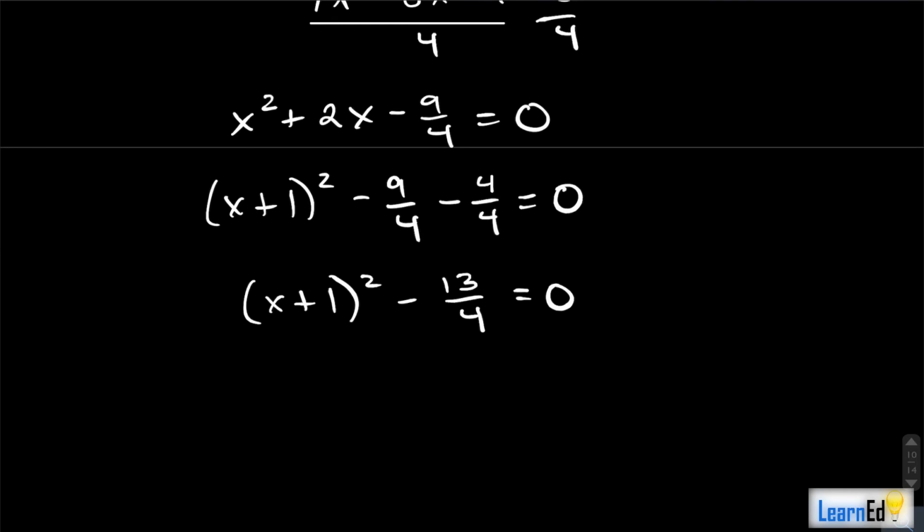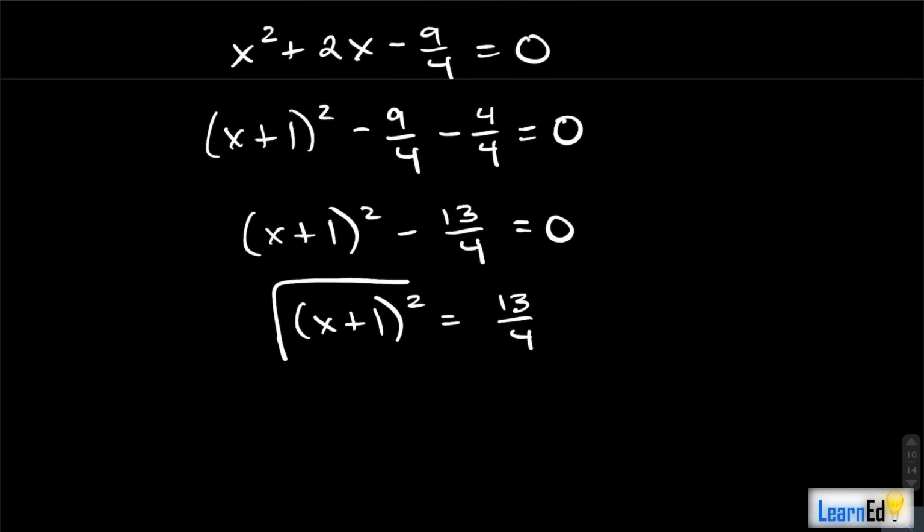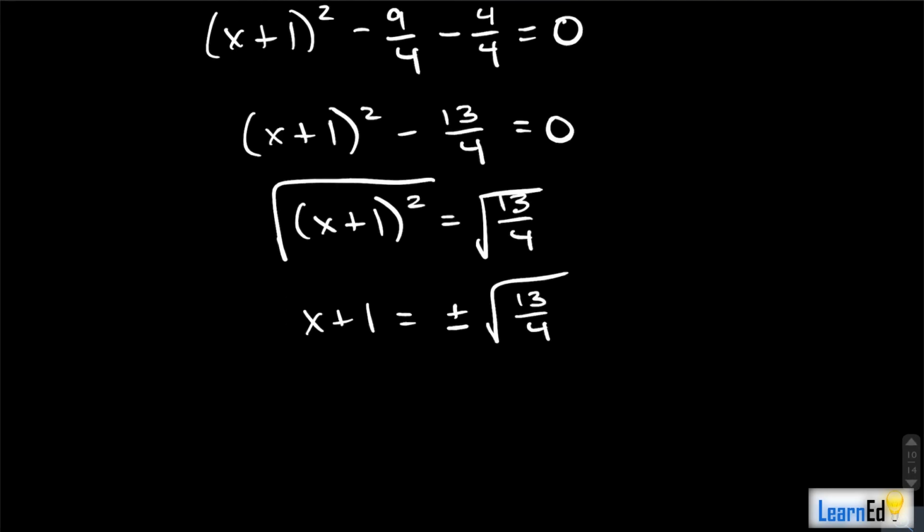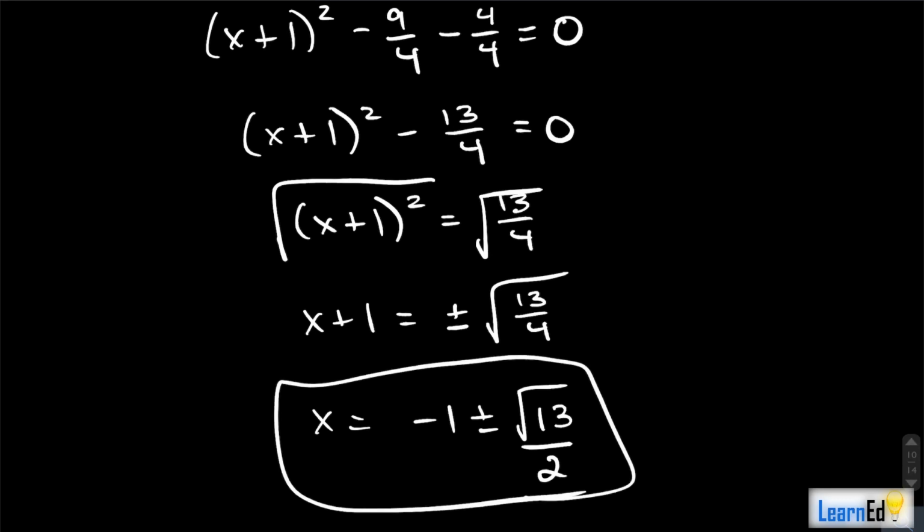So you add 13 over 4 on both sides, and you get (x + 1)^2 equals 13 over 4. You can square root both sides, and so you get x + 1 equals plus or minus the square root of 13 over 4. And then you can just subtract 1 on both sides. So you get x equals negative 1 plus or minus the square root of 13 over 4, which you can actually rewrite as the square root of 13 over 2, right? Because the square root of 4 is just 2. All right? So that's actually going to be your answer.